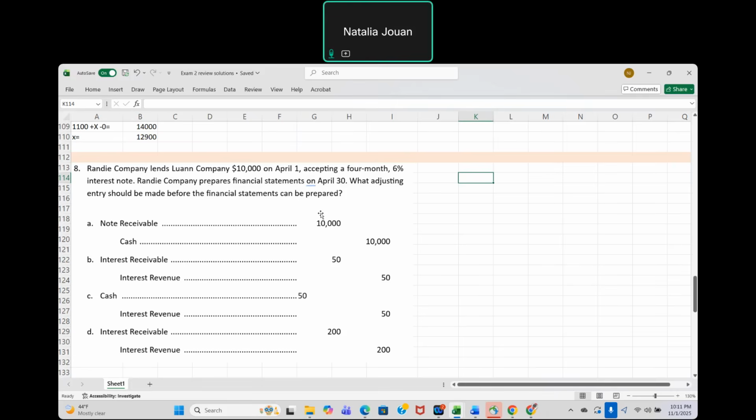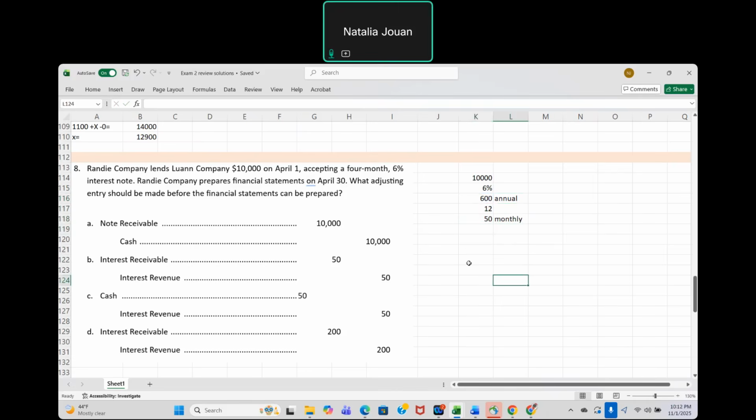Luan owes us money. Let's see how much they owe us. Okay. So 10,000 times 6% will give us the annual interest. So we do this times this, and we get the annual interest. Now we divide this by 12. Okay, we're going to get the monthly. So 600 divided by 12, you get $50. This is monthly. Okay, so it's only 1 month.